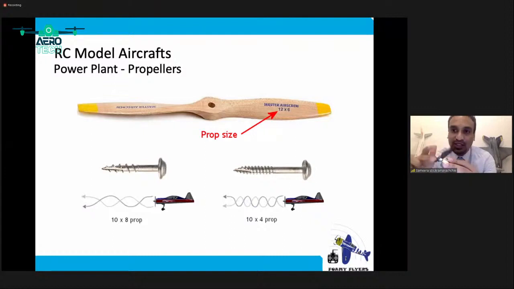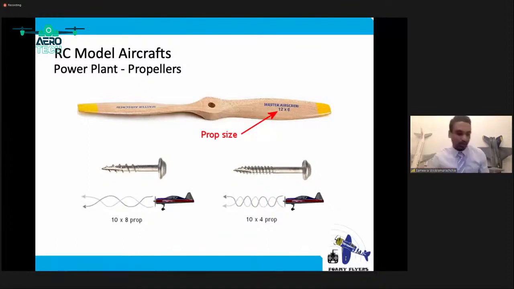The other thing is you need to balance your propeller on basically a stand. If you search on YouTube or things like that, you'll be able to know how to balance your propeller. Those are basic stuff. Normally you don't need to, but I would recommend that you balance your propeller before you install it onto your airframe.